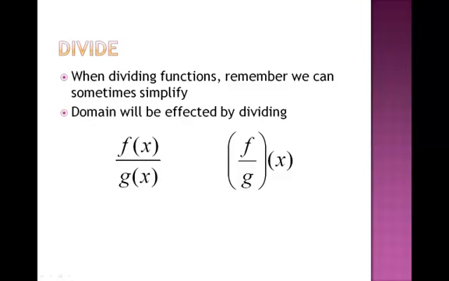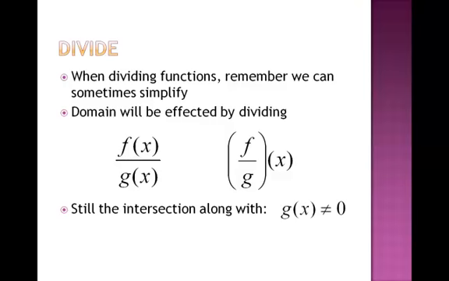Now, this will have a huge effect on the domain. The reason is, when you have division, you have to be careful that you're not dividing by 0. Well, notice in the bottom we have an entire function, g of x. So our domain will be the intersection of f and g, whatever values they have in common, along with whatever values do not make g of x 0.